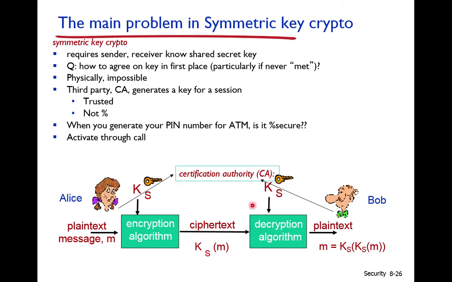You cannot have any mechanism there to prove it, the accountability. Similarly, I can give you an example from practical life. When you generate your PIN number for an ATM, is it 100% secure? No. Why? Because you activate it through a phone call, for example through a U-phone. The U-phone knows about each and every one of your conversations, and can even know about your PIN number.